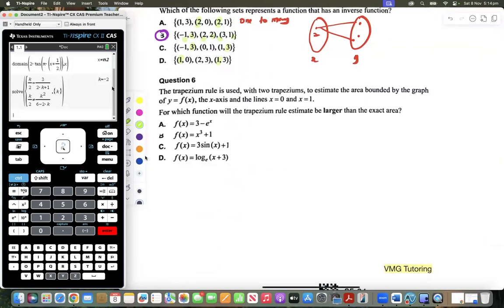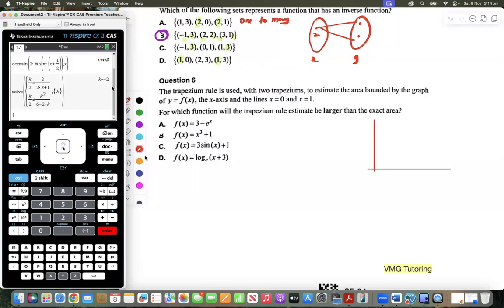Okay. Next question is a trapezium rule. Right? You can go to the formula sheet. The trapezium rule is used with two trapeziums to estimate the area bound by the graph of this, the x-axis. Okay, you have to go to the theory part here. So if you go into your basic theory, so 3 minus e to the power of x, right?